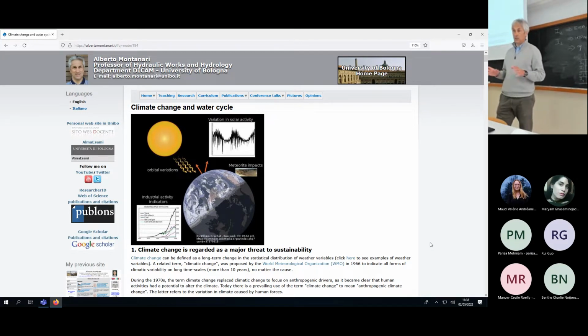First, let me say that I'm not an expert in climate modeling and atmospheric physics. You know what is my background, and you know what is my expertise. On the other hand, I faced the need of trying to fill this gap, and the gap is what I mentioned to you. So how to update our design practices to take climate change into account.